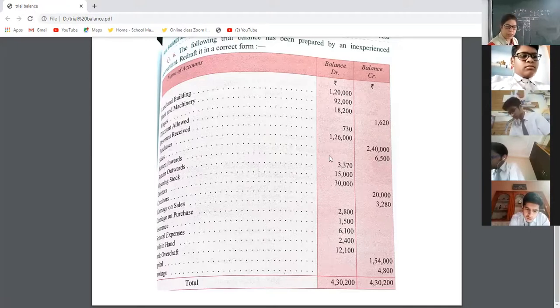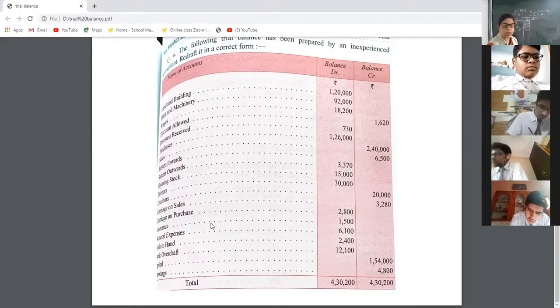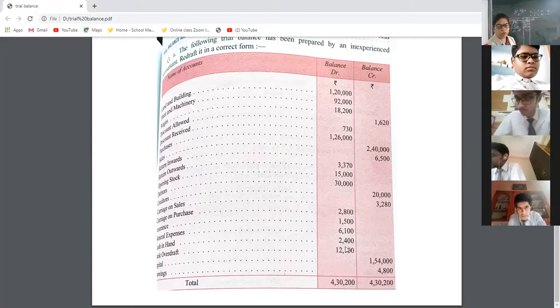Sales return must be debit and purchase return must be credit. Then opening stock, debit. Debtors, debit. Creditors, credit. Carriage means on sales or on purchase. Both are in debit side. Insurance, debit. General expenses, debit. Cash in hand, debit. Why? Because cash is an asset. Then bank overdraft must be in credit. Why? Because bank overdraft is a liability.